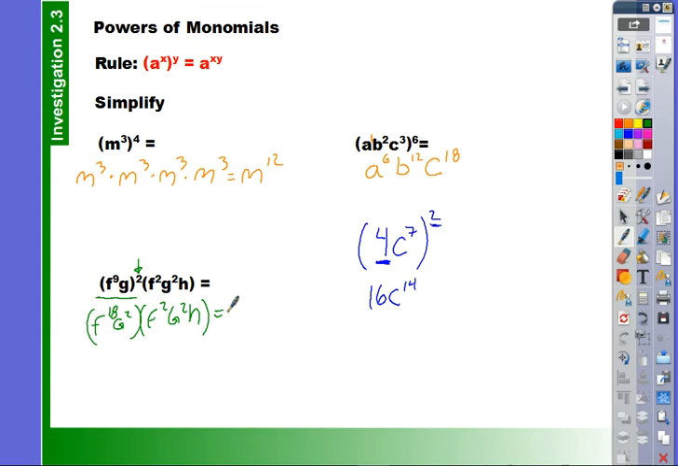All right, so now you have 10 seconds to multiply these two monomials together. Go.